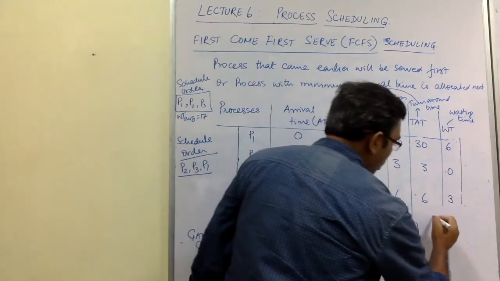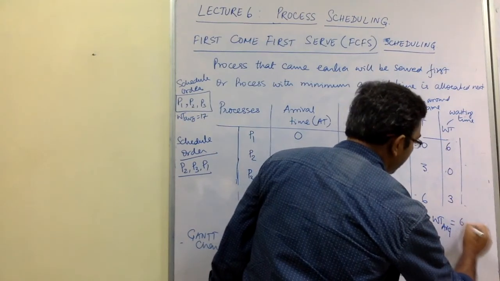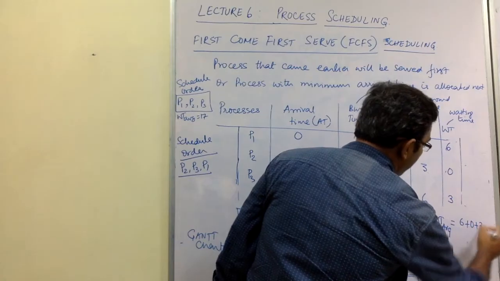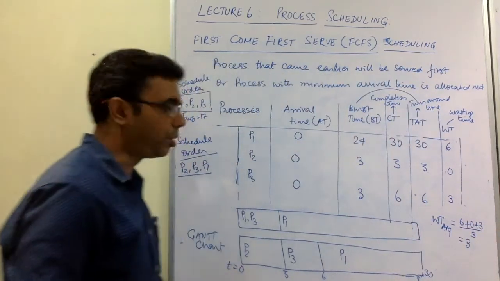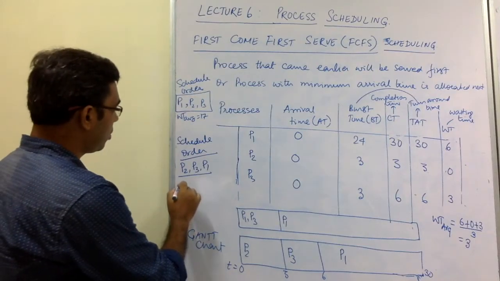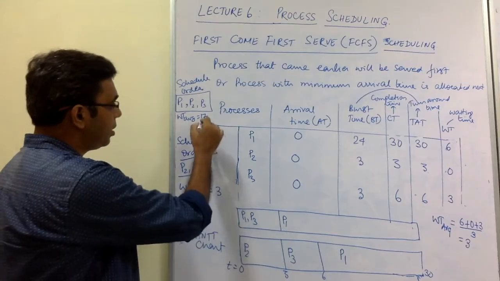Let's calculate the average waiting time. And average waiting time in this case is 6 plus 0 plus 3 by 3, which comes out to be 3. Oh my god. So in this case, your waiting time average is 3. Look at the difference.